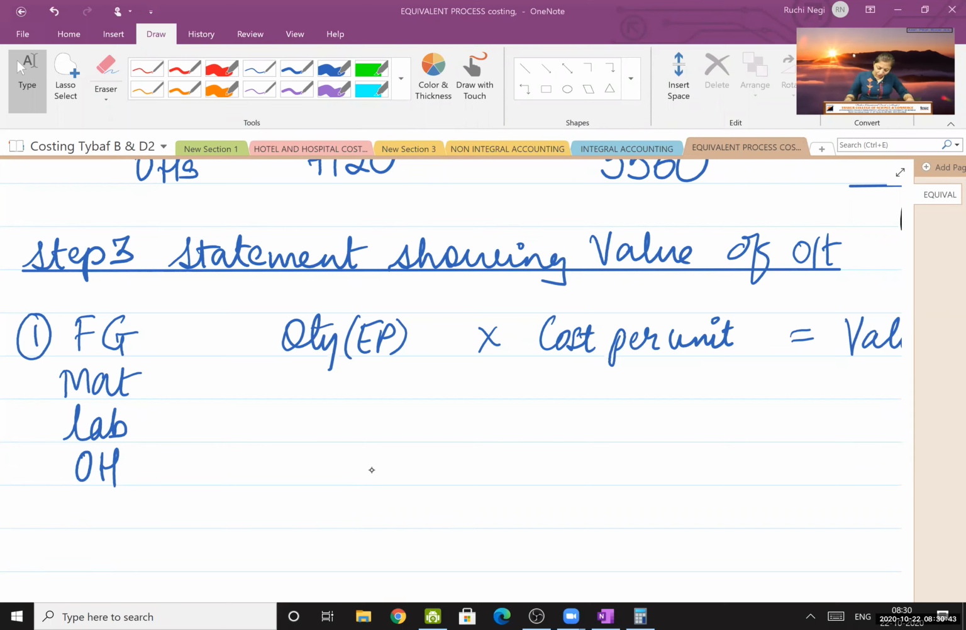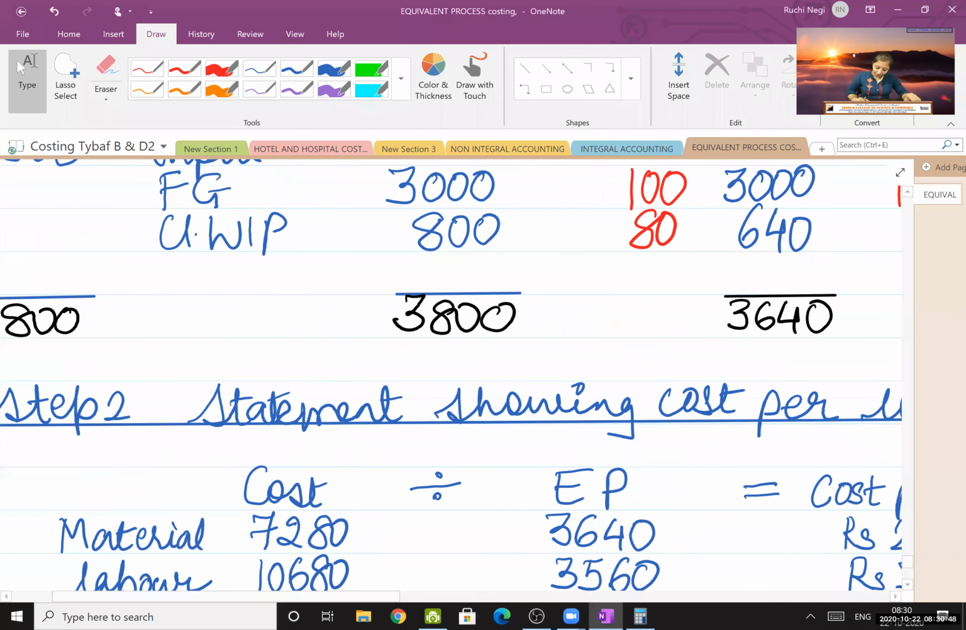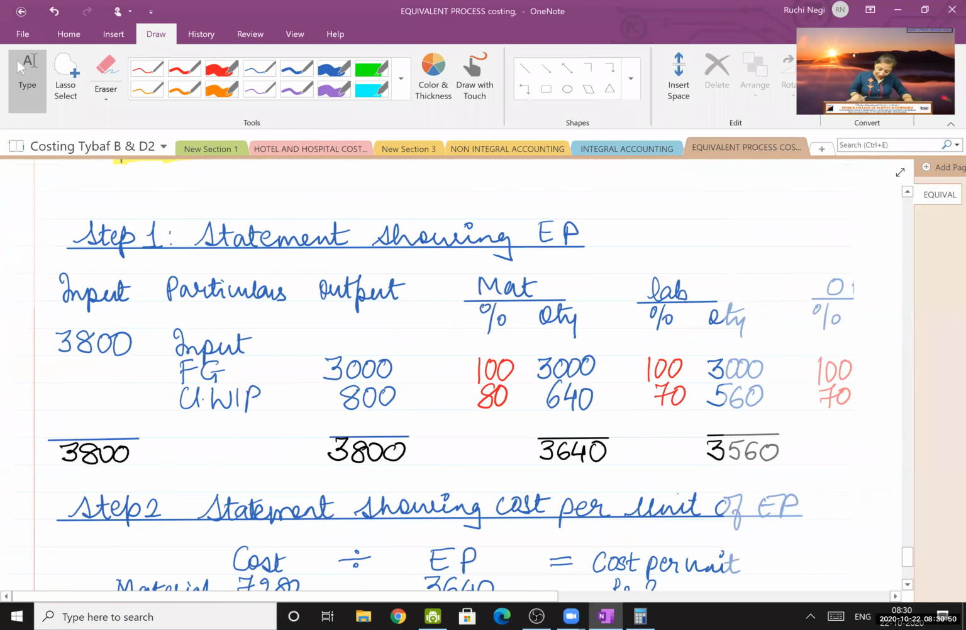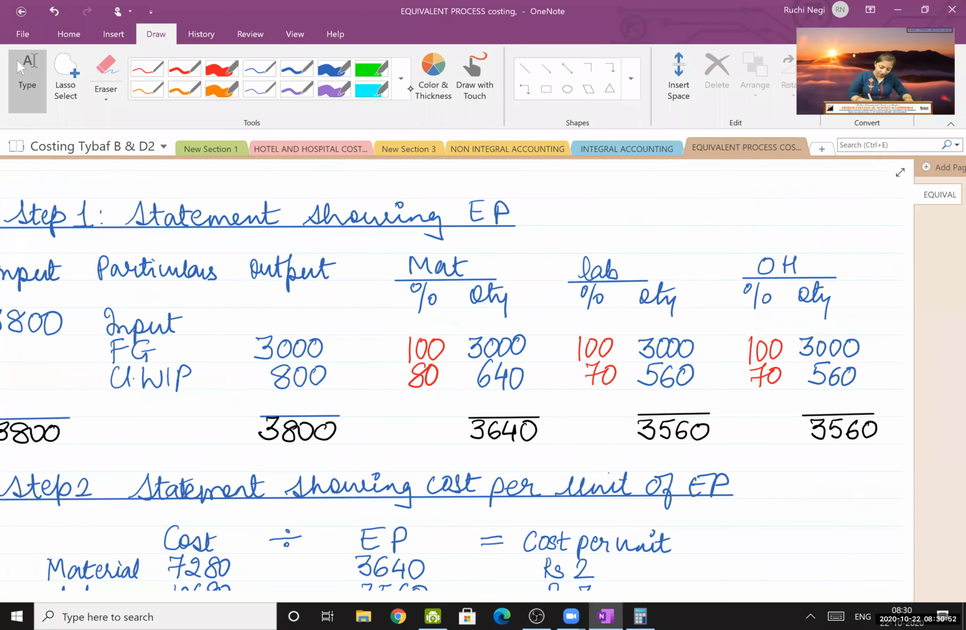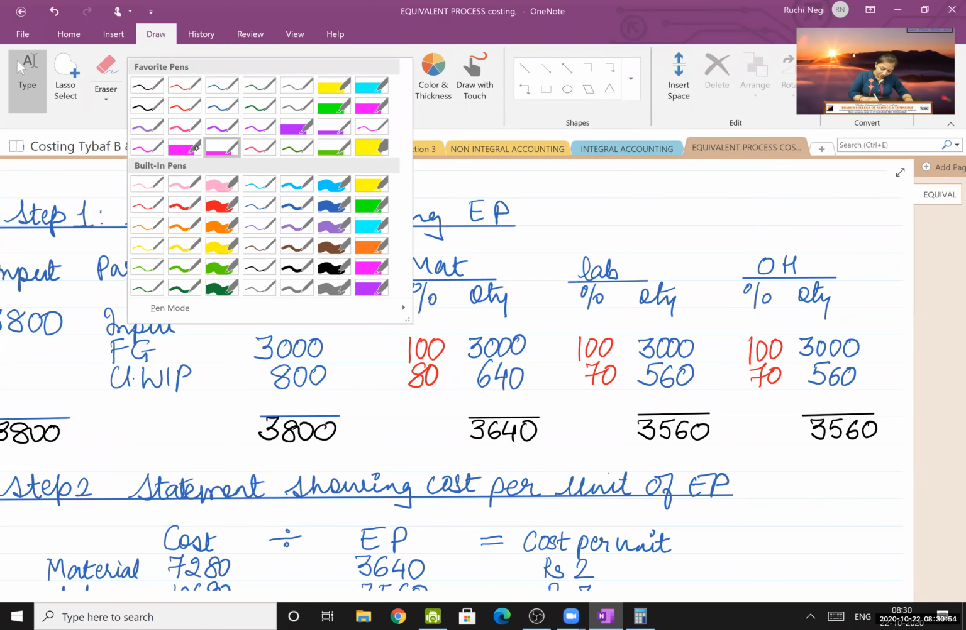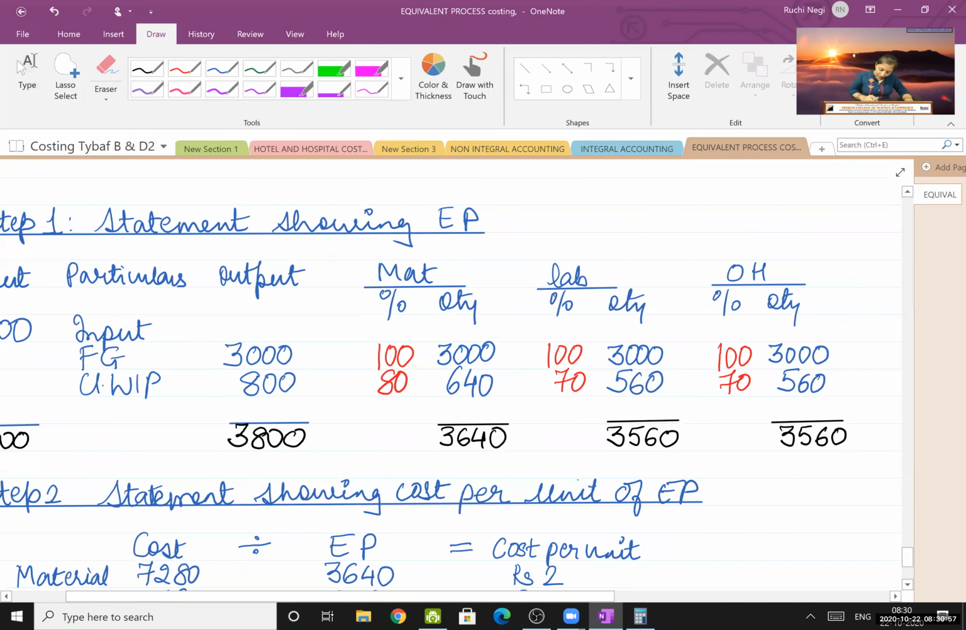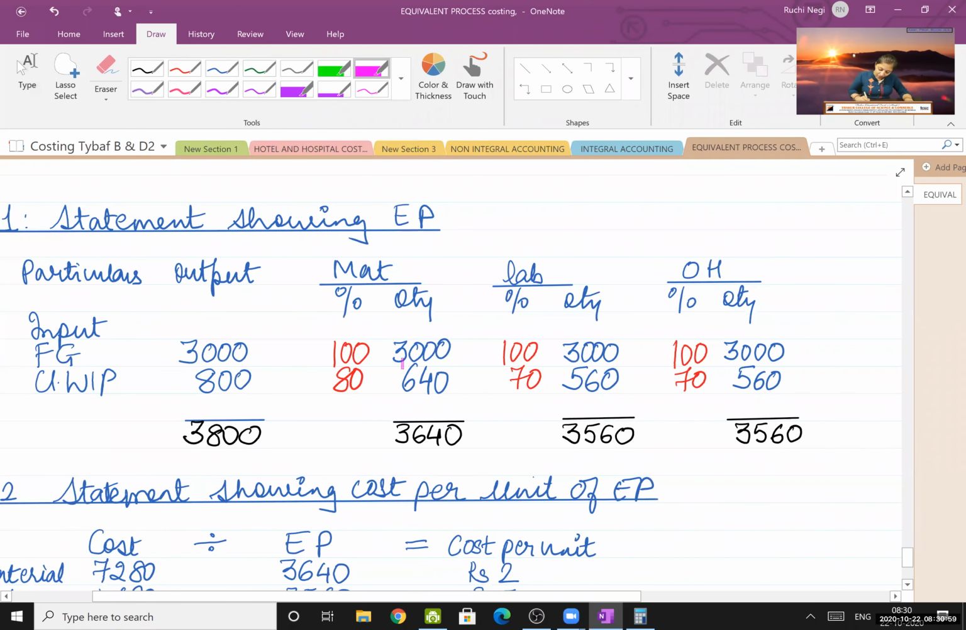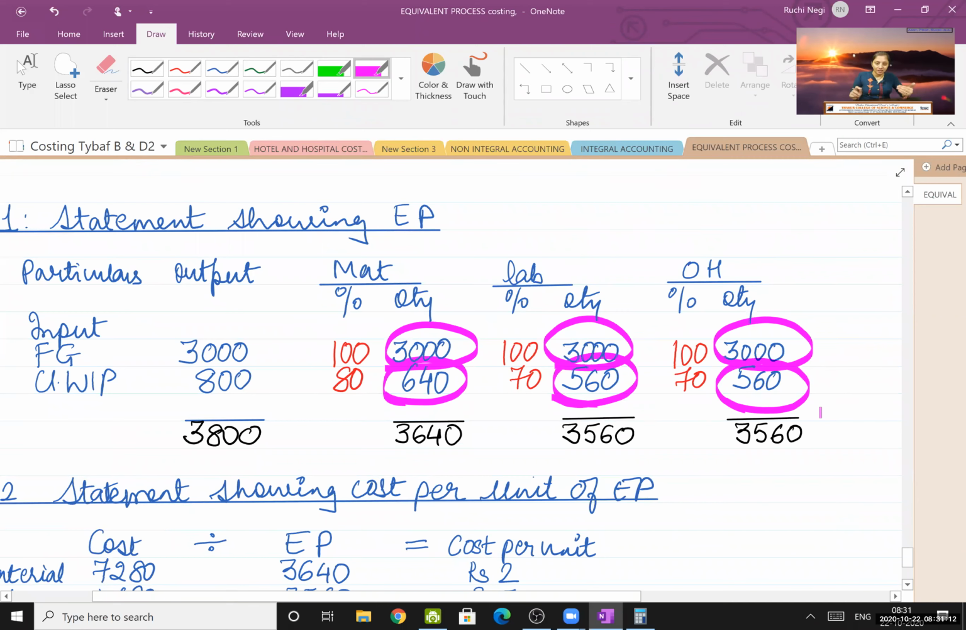Yeah, so my quantity is how much? Go to step one. In step one you will get this here. 3000 का bifurcation क्या है? 3000, 3000 and 3000, okay? And WIP का bifurcation is 640, 560 and 560. So that is the bifurcated quantity, okay?